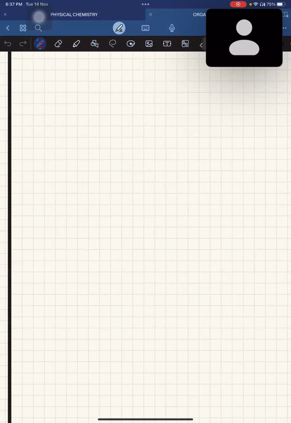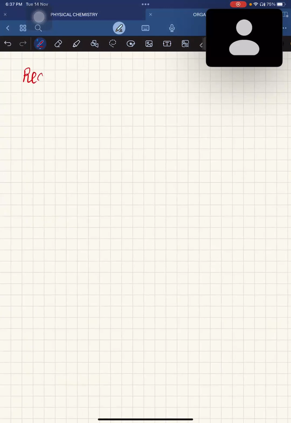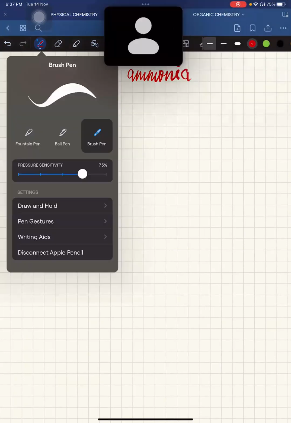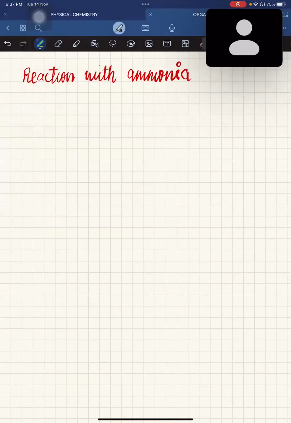Okay, so let's just start this. The next is reaction with ammonia. Reaction with ammonia. So for reaction with ammonia, that means we are studying the carboxylic acid chemical properties. So you are going to react this carboxylic acid with ammonia, NH3.